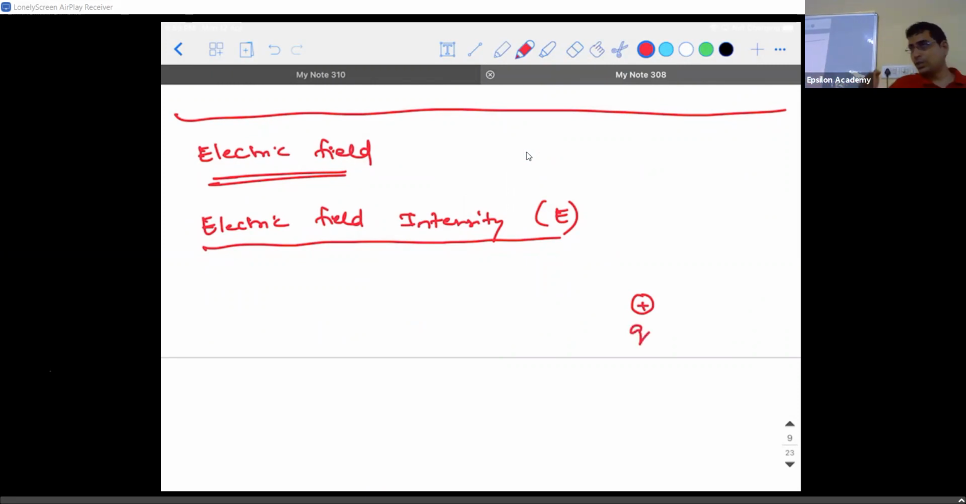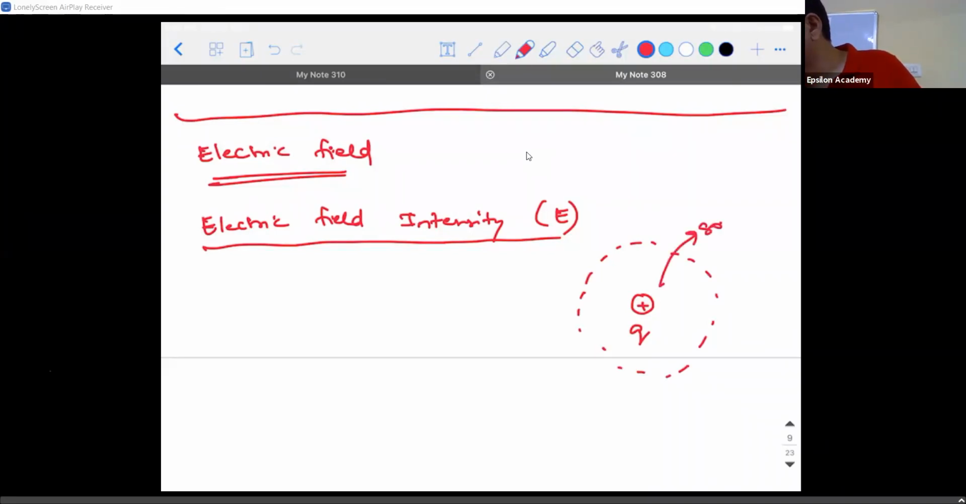Then around this charge Q, there will be a particular region where, if you try to bring in another charge, the other charge will start experiencing force. That region around this charge is what we call the electric field. That is going to be in all the directions. It is going to be in three-dimensional shape, so it is not a circle, rather it is a sphere. Now, this charge which is generating the electric field is technically called the source charge.